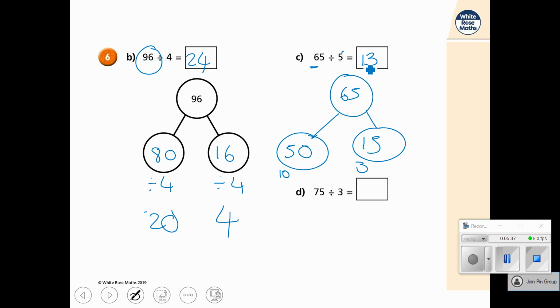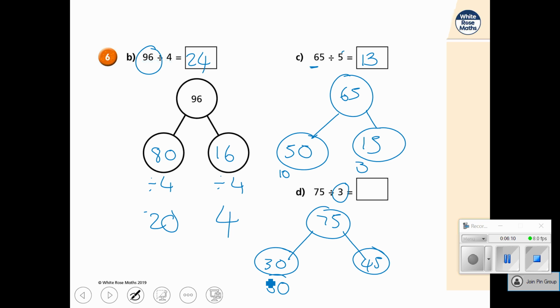Let's have a look at the last one here, which is 75 divided by 3. So I've got my 75. I'm going to divide that one by 3. Oh, this is a bit trickier. So I could have 30 and then add 45. And that makes 75. But actually, I could double 30 and make that 60, because 60 is also divisible by 3, but is less than 75. So I've got 60 add 15. I think that will work.